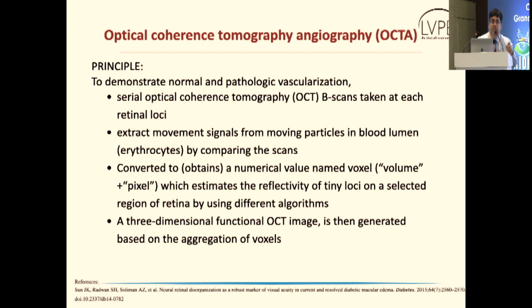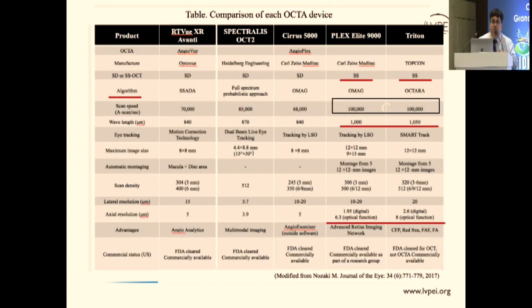This reflection change is converted to a numerical value as a voxel, which is volume plus pixel as a combined term, and which is then plotted out for you to see. This all is happening within the machine. The machine uses either the reflectance or the change in phase to understand the difference between the reflected scans, and then it is projected to you as a three-dimensional functional OCT image with the vessels seen on it. So these are the four or five commonly available machines which I'm going to be talking about.